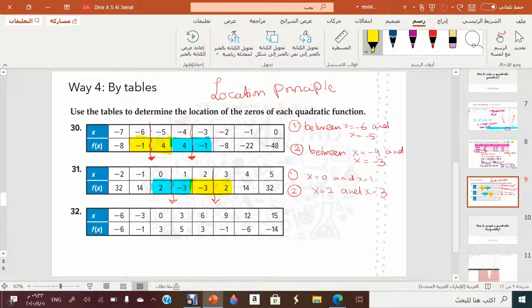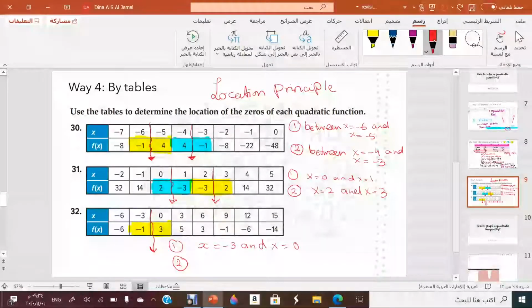Now, let's see the sign change in this question. You are having minus, minus, then plus. Suddenly you are having a sign change. That means you are having a value between x is equal minus 3 and x is equal 0. And all about estimating zeros. All what you are doing is that you are estimating the zeros.